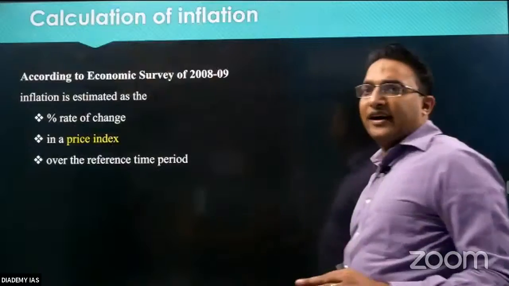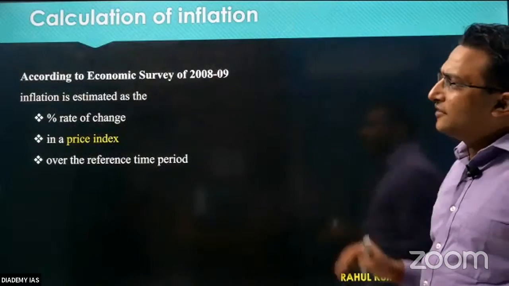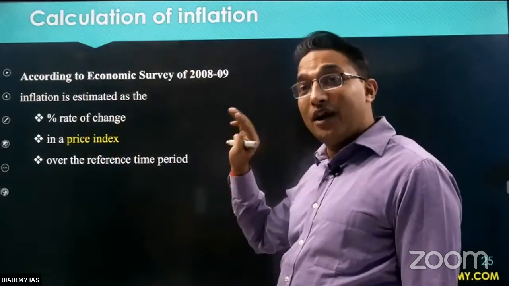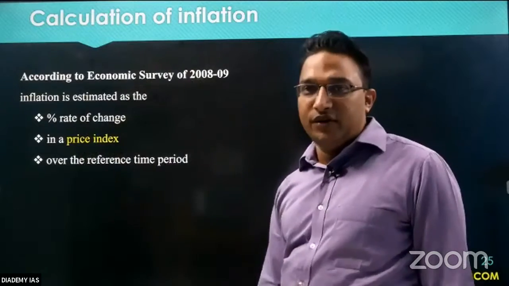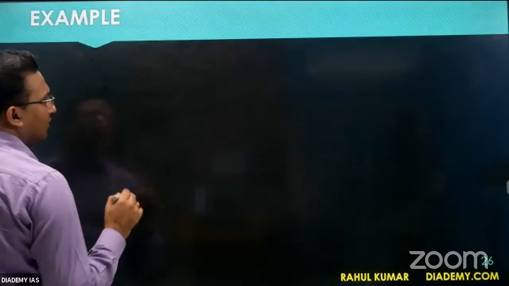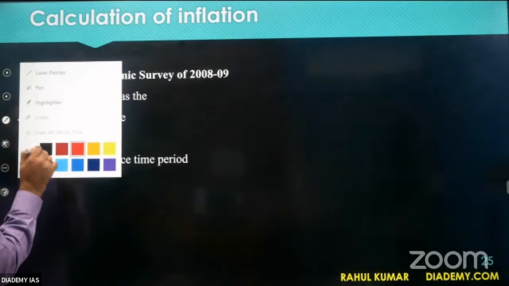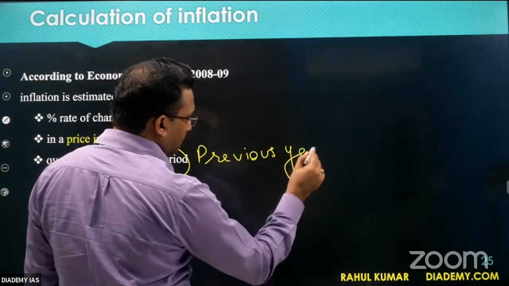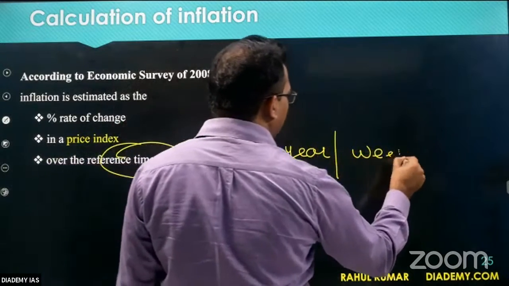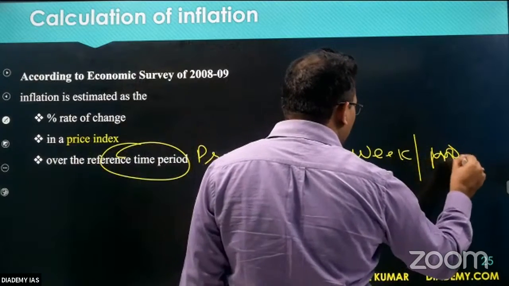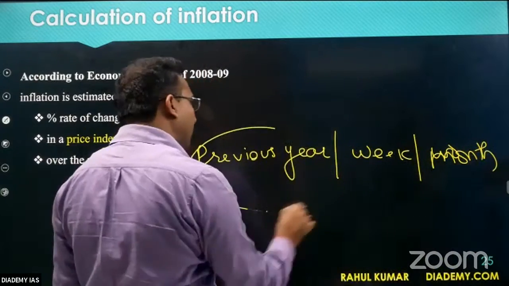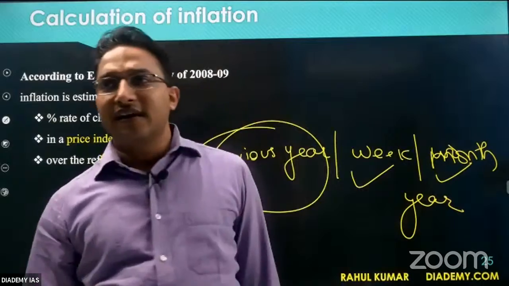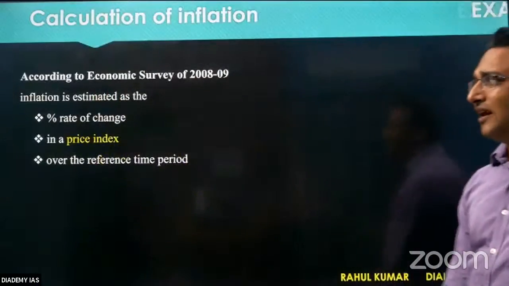According to the Economic Survey, we have taken the definition from the Economic Survey, inflation is estimated as the percentage rate of change in the price index. We have already calculated the price index, over the reference time period. This reference time period will always be the previous year or the last year, or it can be the previous year's week, which is what we mean by year-on-year calculation, or it can be one of the months of the previous year, but it will belong to the previous year only. It can be a week, a month, or the entire year. We calculate year-on-year inflation. So the reference time period will be the last year.